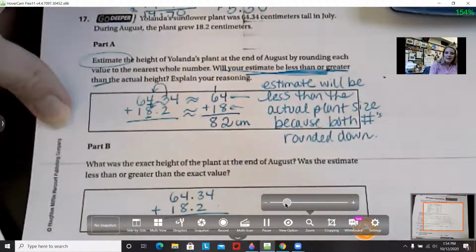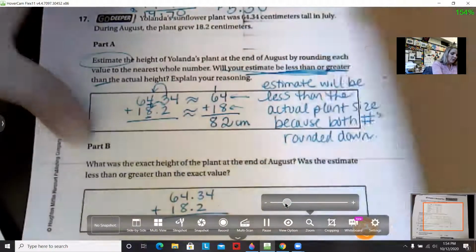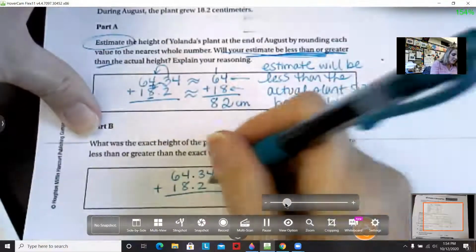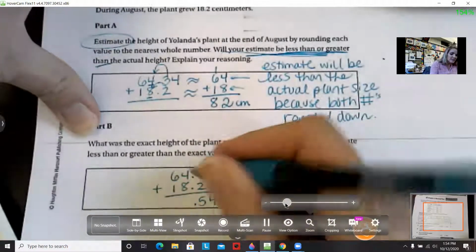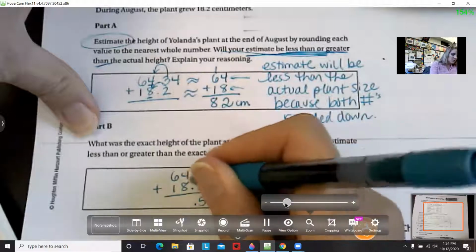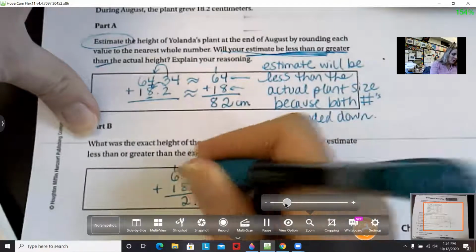Line up those decimals, and let's add this up fairly quickly. 4 plus nothing, we could put a 0 there if we want, is 4. 3 plus 2 is 5. Bring down the decimal point. 8 plus 4 is 12, carry your 1.